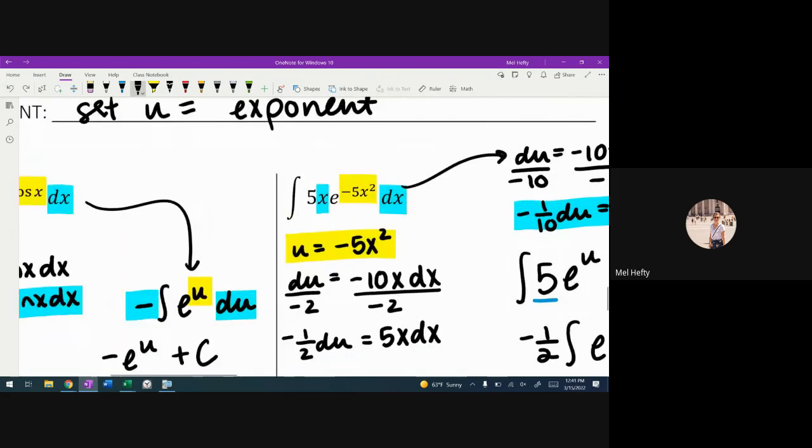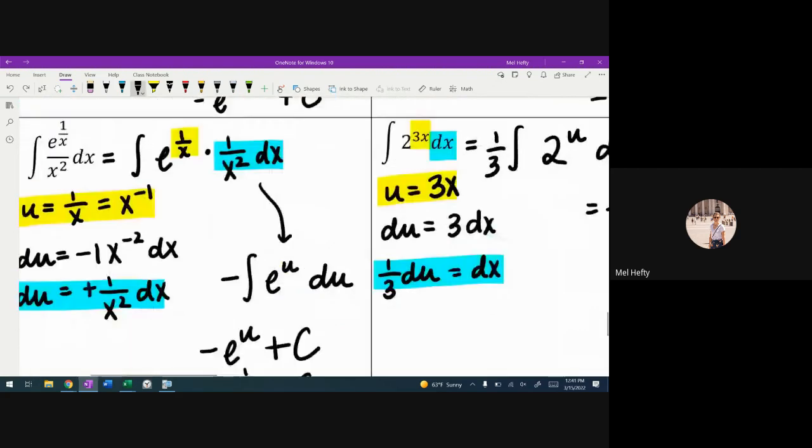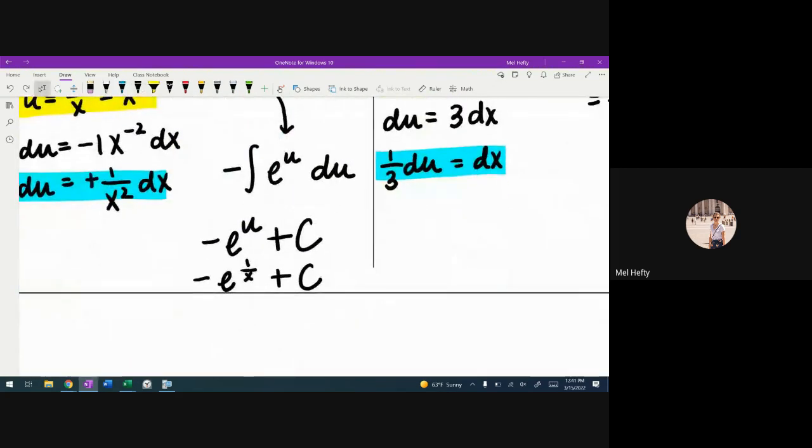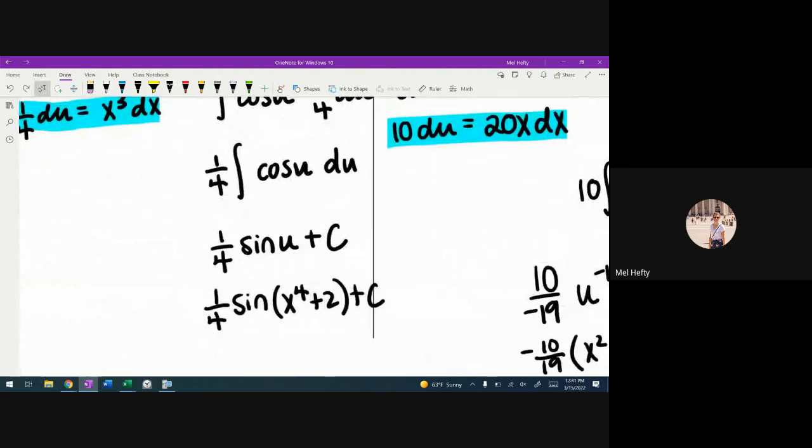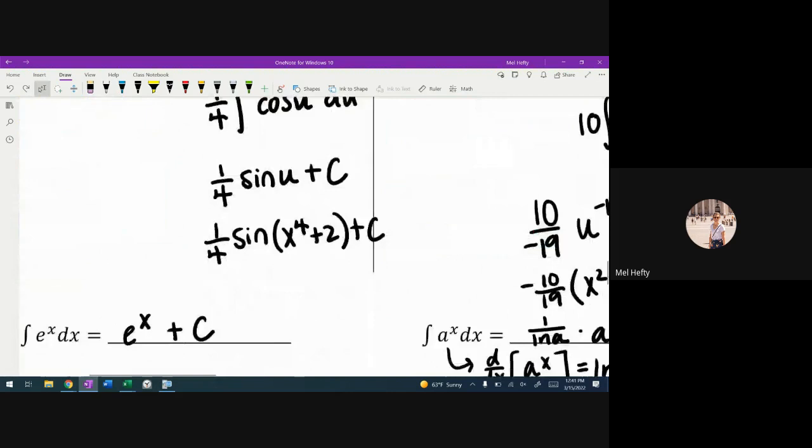Because all of our bases were e. None of those were of the form number to a power. We were talking about x to a power.